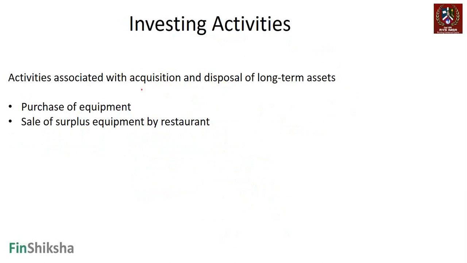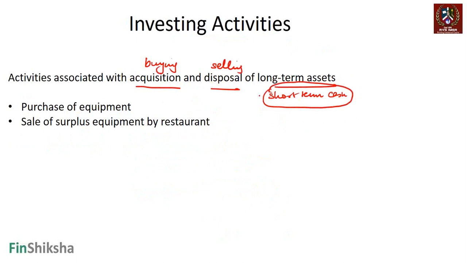Typically, activities associated with acquisition, which is buying, and disposal, which is selling, of long-term assets. It may sometimes also be there for short-term cash, right? But largely, only in specific situations this comes in. Otherwise, largely we are focused on long-term assets here. Everything else otherwise goes in the context of your financing activity, right?